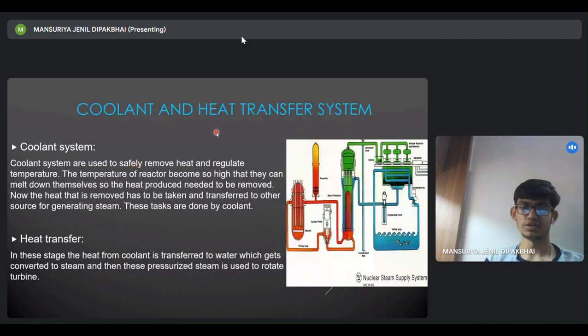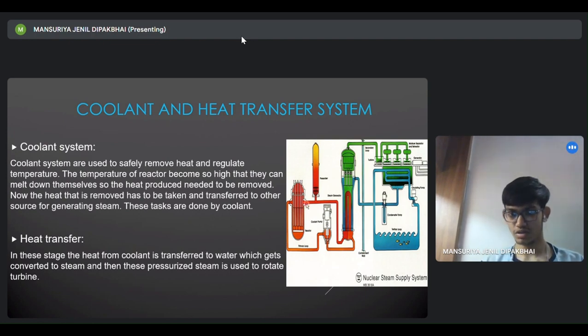Coolant and heat transfer system. The coolant system is used to safely remove heat and regulate temperature. If temperature is not maintained, then it can go so high that the reactor can melt itself. So coolants are used to remove heat and carry this heat to the heat transfer system.